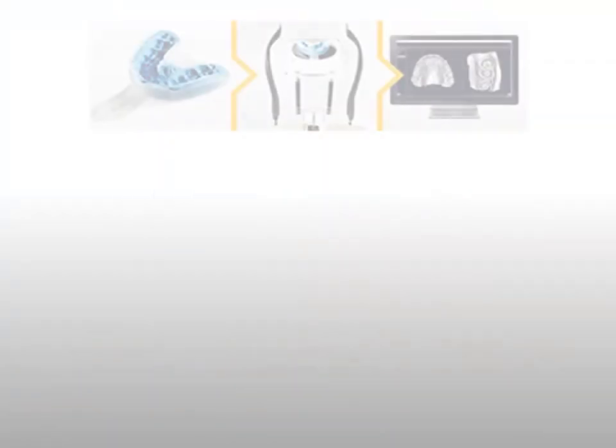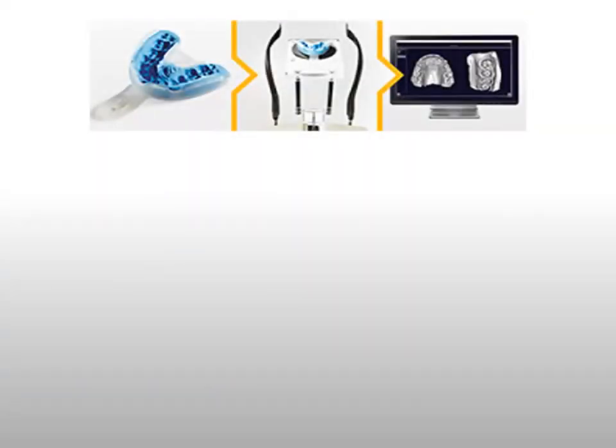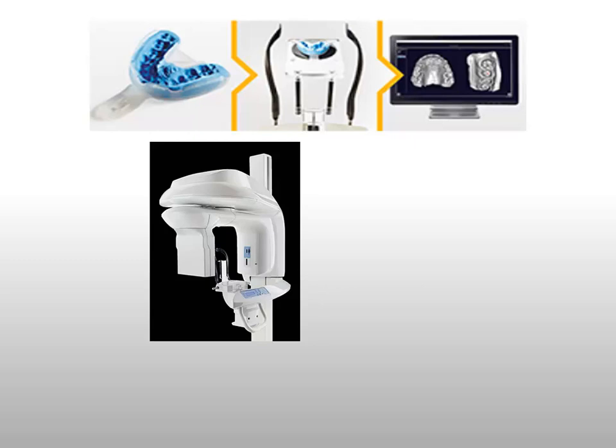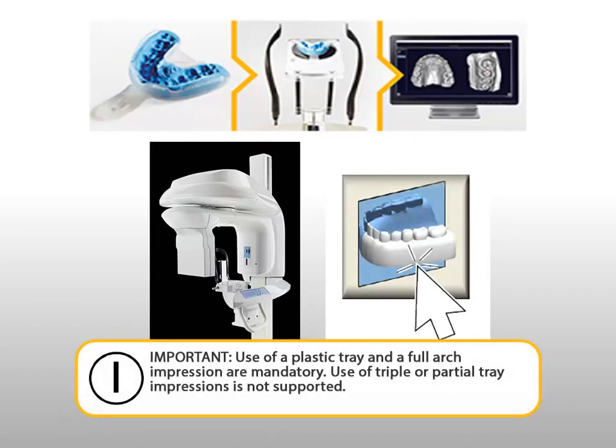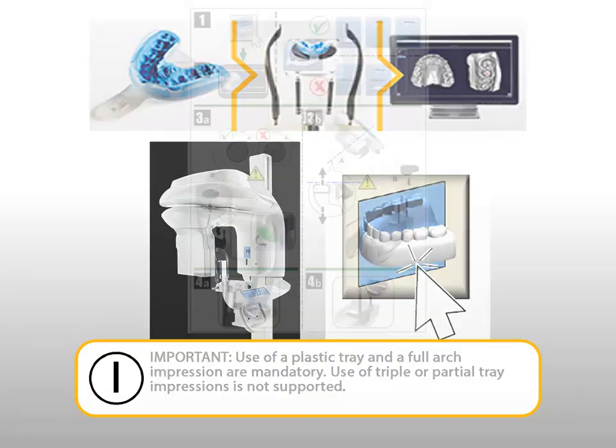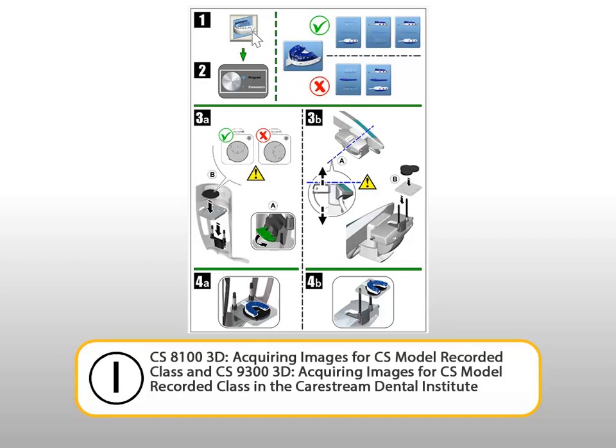You can also acquire a 3D model from a conventional impression, silicon or alginate, obtained using a Carestream Dental CBCT unit and the 3D Object Acquisition module. Use of a plastic tray and a full arch impression are mandatory. Use of triple or partial tray impressions is not supported. For additional information, see CS8100 3D, Acquiring Images for CS Model Recorded Class, and CS9300 3D, Acquiring Images for CS Model Recorded Class, in the Carestream Dental Institute.